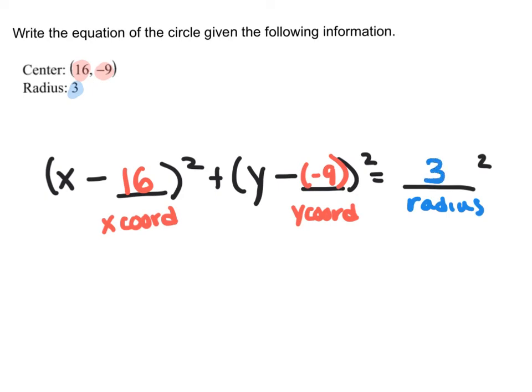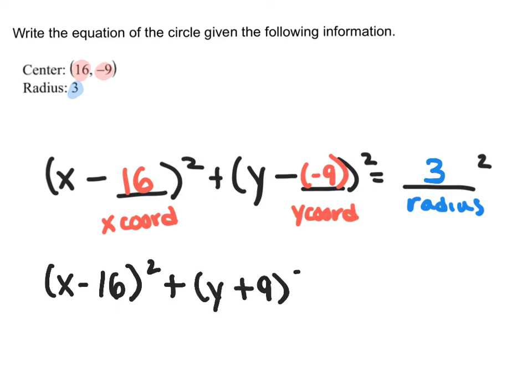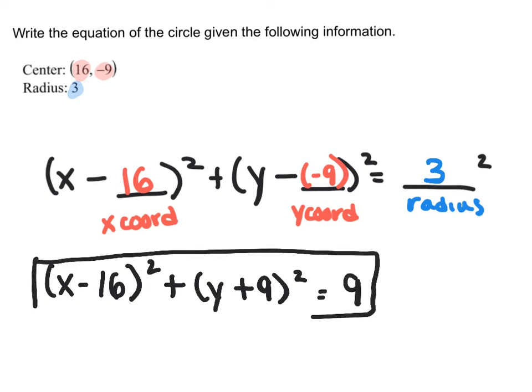Now we can simplify this. X minus 16 stays as x minus 16 squared. The y minus negative 9 can become y plus 9. And 3 squared becomes 9. So our equation of the circle is x minus 16 squared plus y plus 9 squared equals 9.